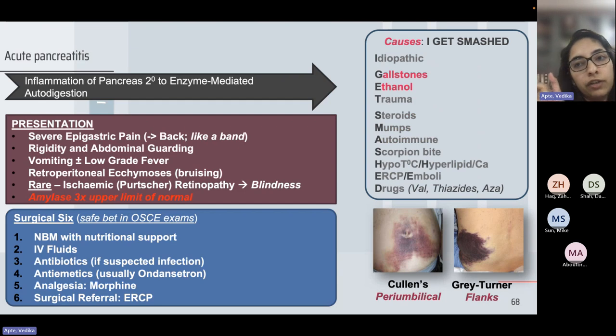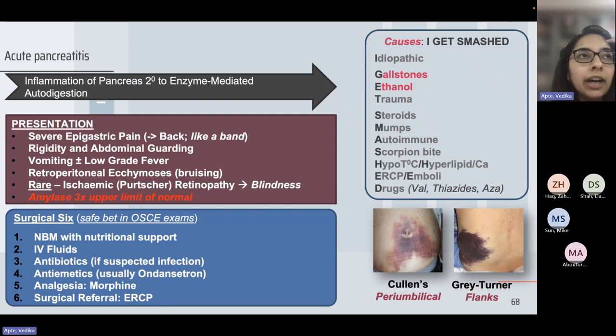Just some causes, you can remember the mnemonic, I GET SMASHED. But the main ones really to know are gallstones and alcohol, big causes of acute pancreatitis. Just another thing to know, the amylase levels do not necessarily correlate with severity. So an extremely high amylase level does not mean that the pancreatitis is severe. Just know that if it's raised, it is likely to be pancreatitis.